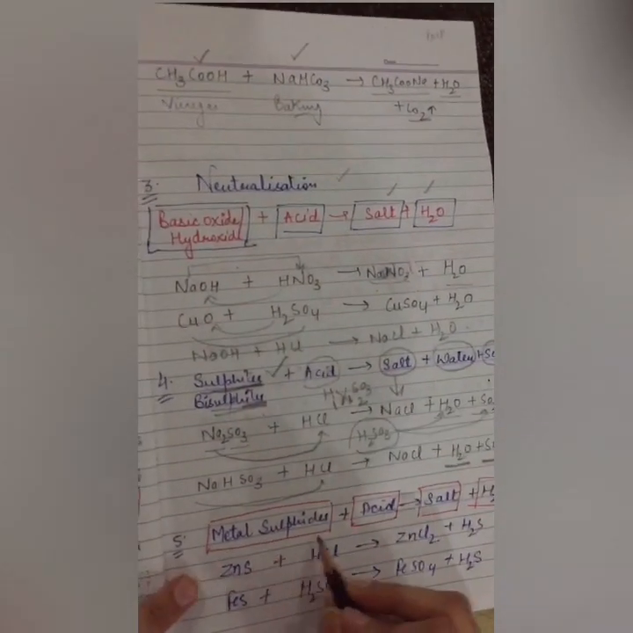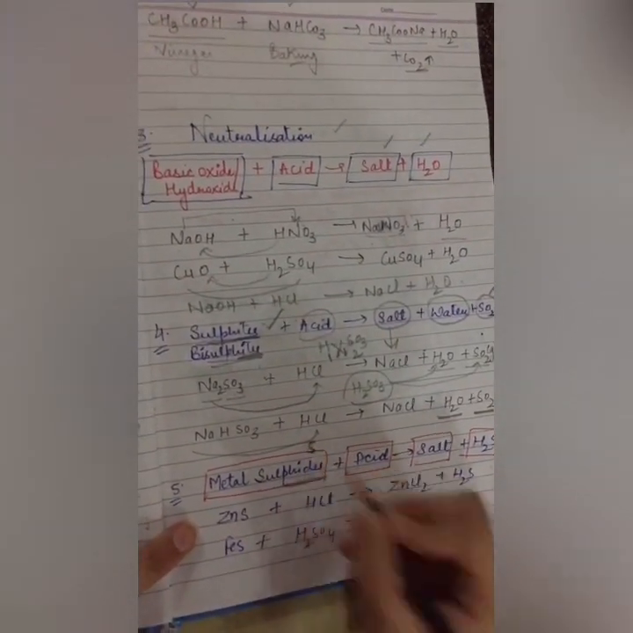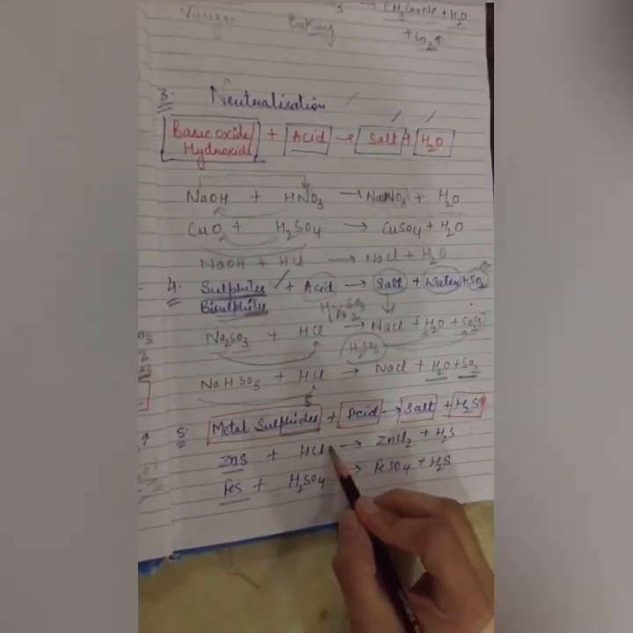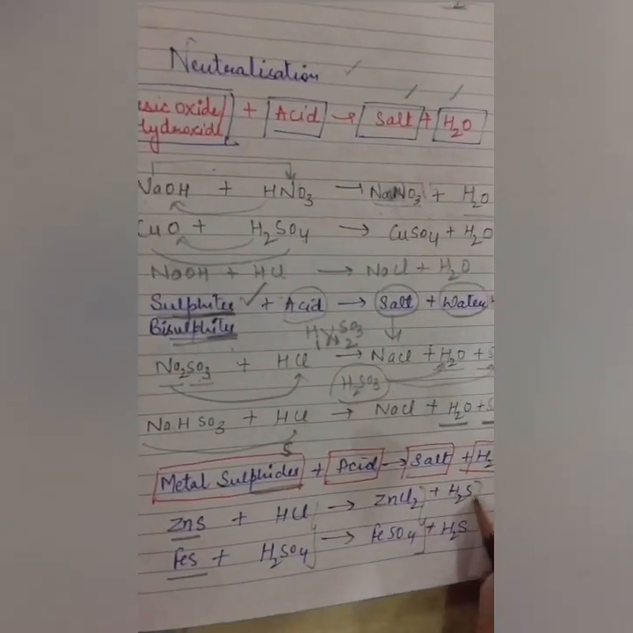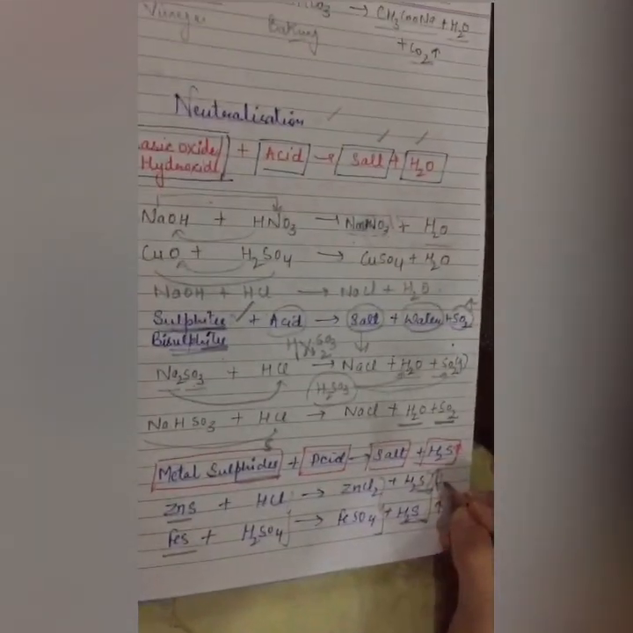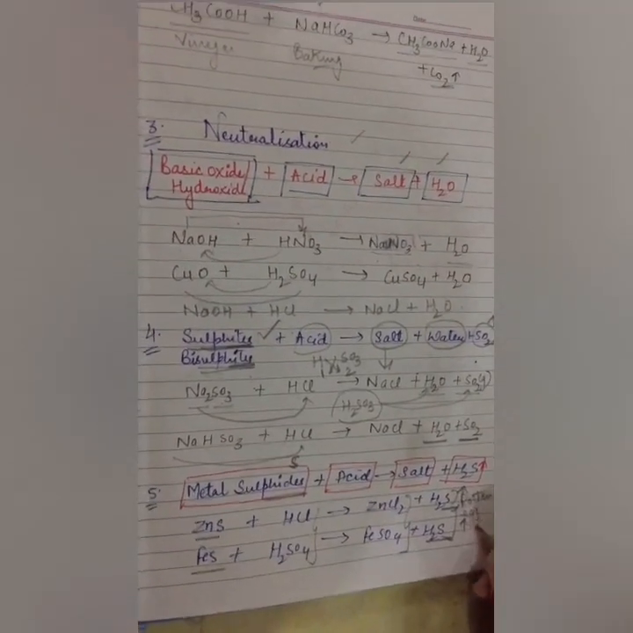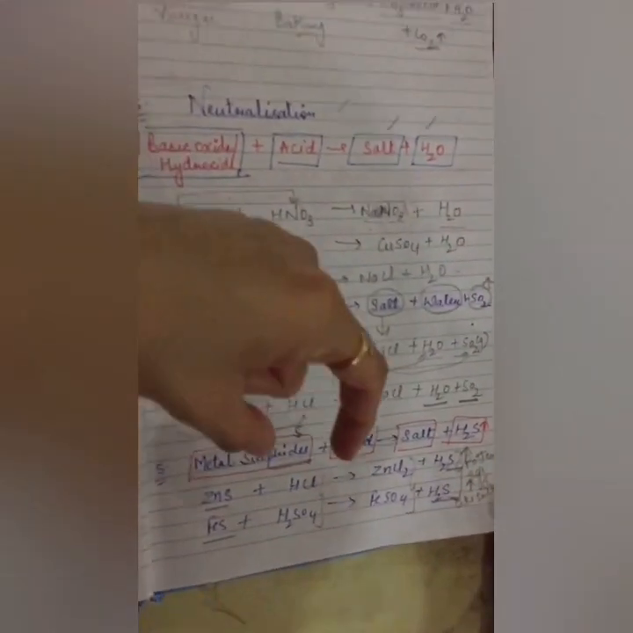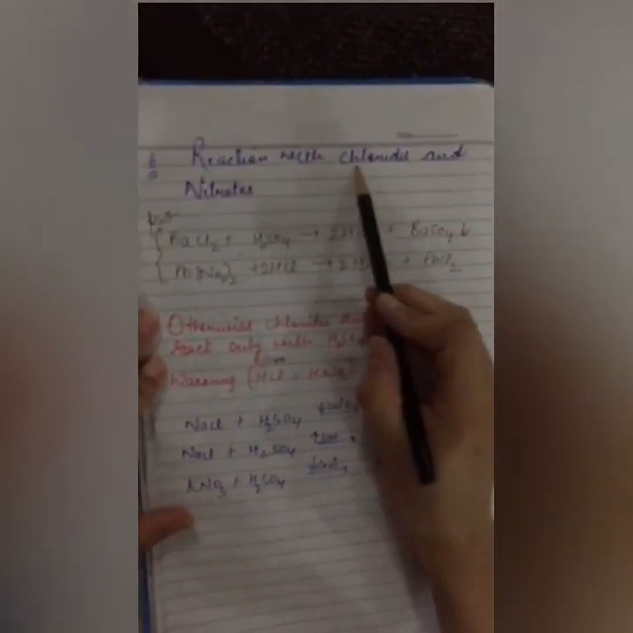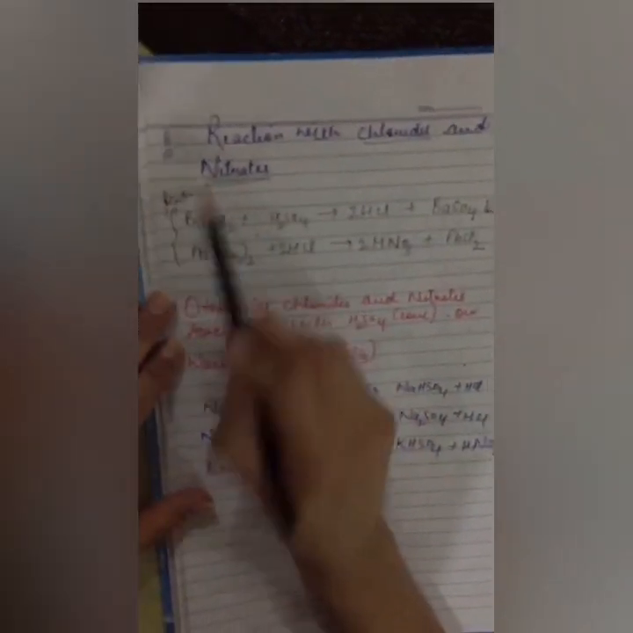Right. Next are metal sulfides. Sulfide, S. Zinc sulfide, iron sulfide, or any metal sulfide, when reacted with acids, will form salt and hydrogen sulfide gas. Hydrogen sulfide gas has a rotten egg-like smell. Understand, students, whenever metal sulfides react with acid, they will form salt and hydrogen sulfide gas is evolved. Next and last, reaction with chlorides and nitrates.